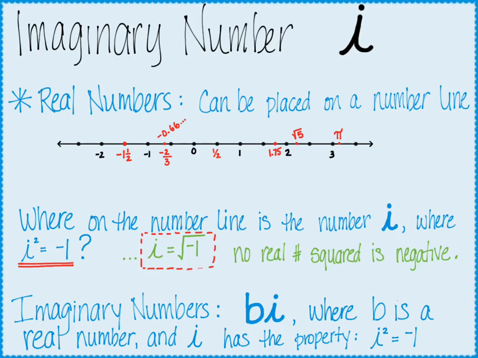Similarly, we could also do irrational numbers. We could say the square root of 5 i, or we could say pi i. All of those would be considered imaginary numbers. So there's infinitely many imaginary numbers, just like there are infinitely many real numbers.